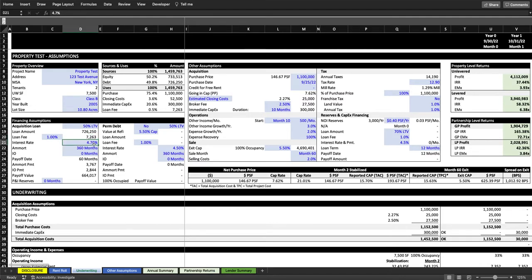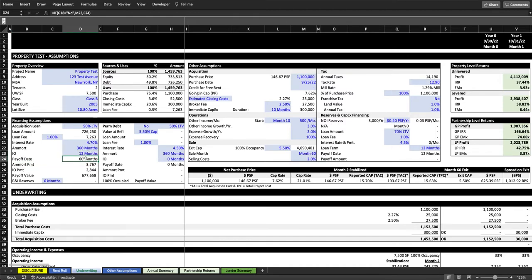Then you choose your interest rate and amortization period. Is there any interest only? So is this an interest only loan? If so, type in however many months of IO you'll have, and then you'll notice this will show you what your amortization payment is, assuming principal and interest. And if you just have interest only, this is what your interest only payment is. And you'll see you have this payoff date right here.